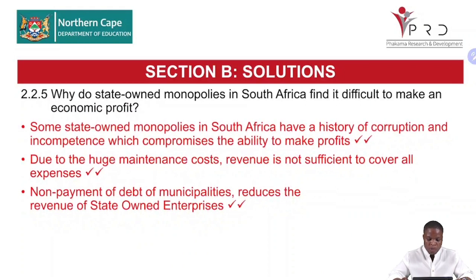Some state-owned monopolies in South Africa have a history of corruption and incompetence, which compromise their ability to make profits. Once there is corruption, incompetency, there's nepotism, there won't be profit. Due to huge maintenance costs, revenue is not sufficient to cover all the expenses. Sometimes there's non-payment of municipality. It reduces the state-owned enterprises' money, the revenue, it decreases.